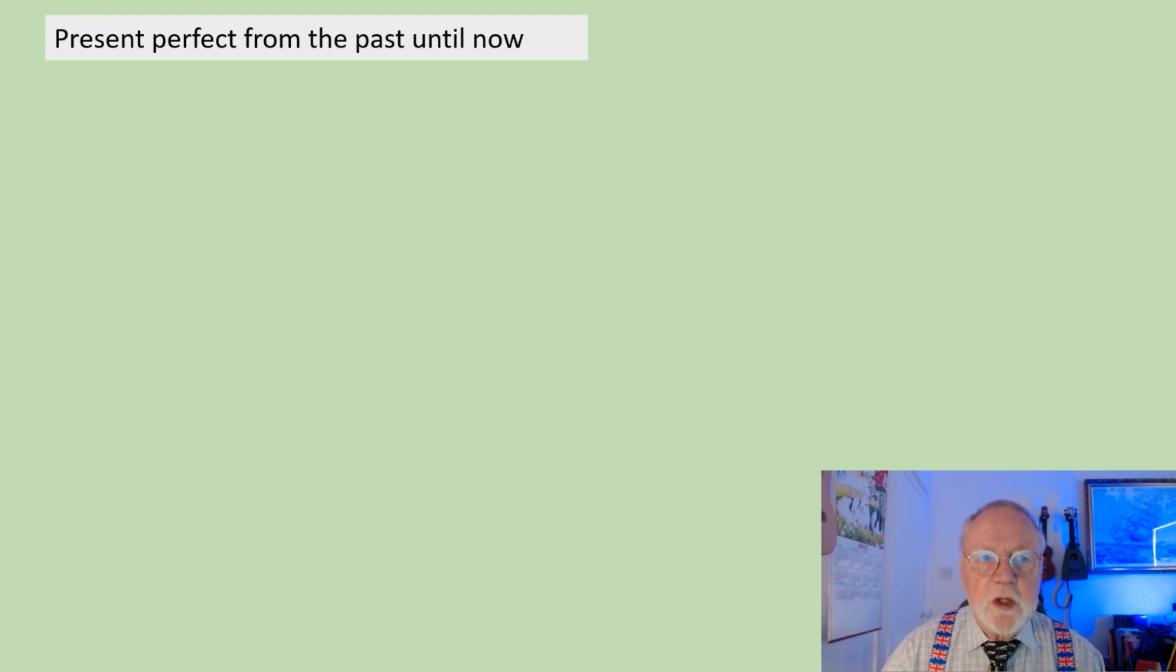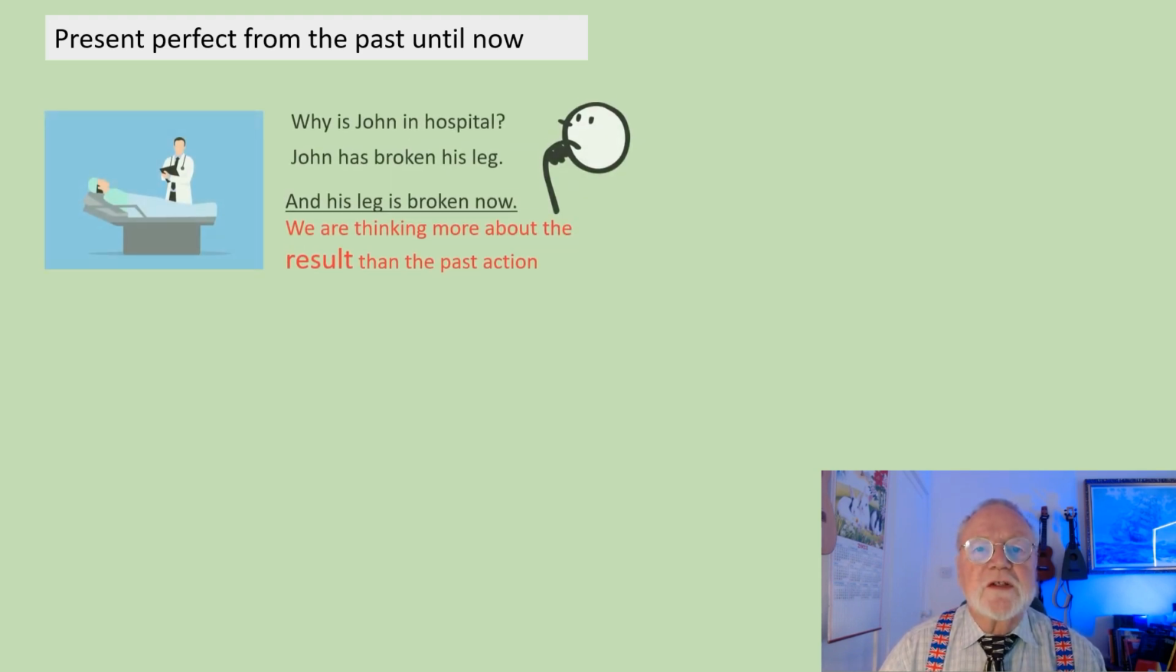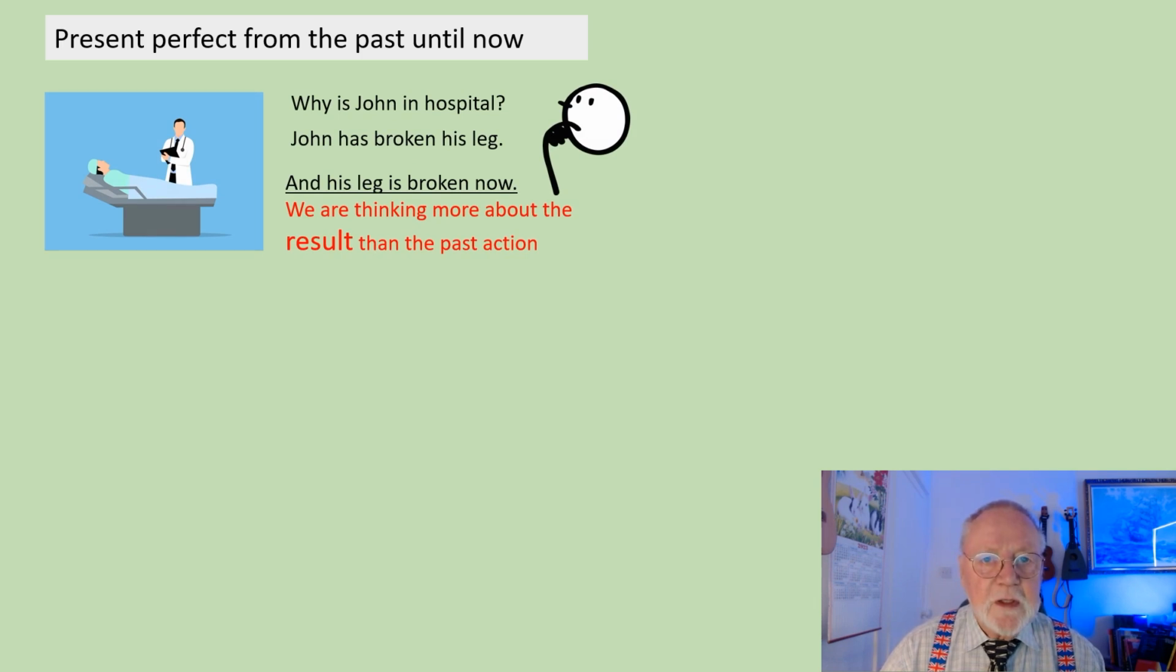Remember, we use the present perfect tense for an action which takes place in the past with a result in the present. So let's imagine John is in hospital. And let's ask the simple question, why is John in hospital? And the information is, John has broken his leg. This is obviously something he's done in the past, and it has a result, a very unfortunate result, in the present. His leg is broken now.